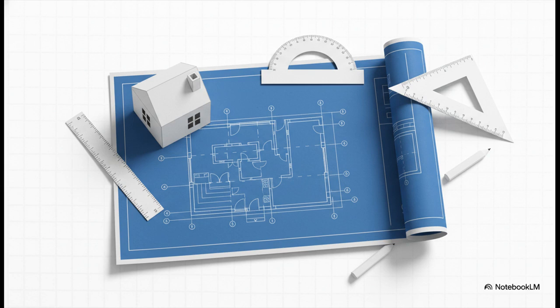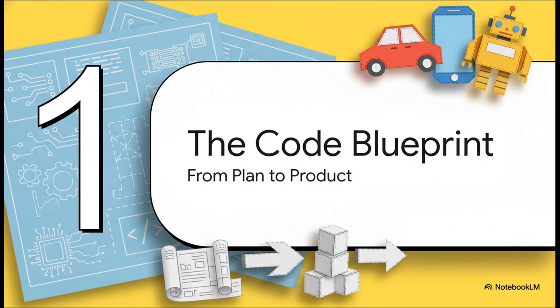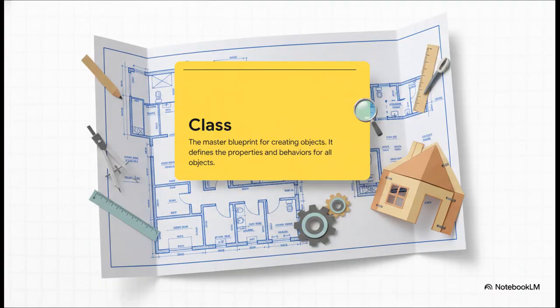You need a blueprint. Okay, so in this first part, we're going to explore the two absolute cornerstones of this whole thing, classes and objects. We're going to stick with our blueprint analogy to see how a plan on paper turns into something real, something you can actually use. First up is the class. Now, think of a class as that master blueprint from the architect. It has all the specs, how many rooms, where the windows go, what kind of roof it has. But here's the key. By itself, the blueprint isn't a house, right? It doesn't do anything. It's just the detailed plan for how to build one.